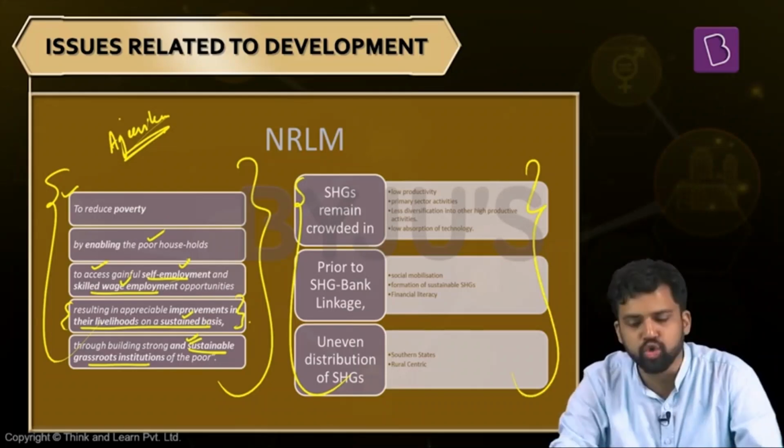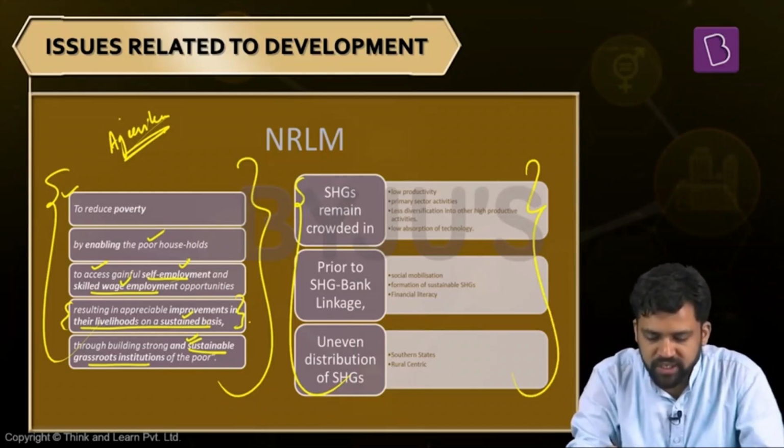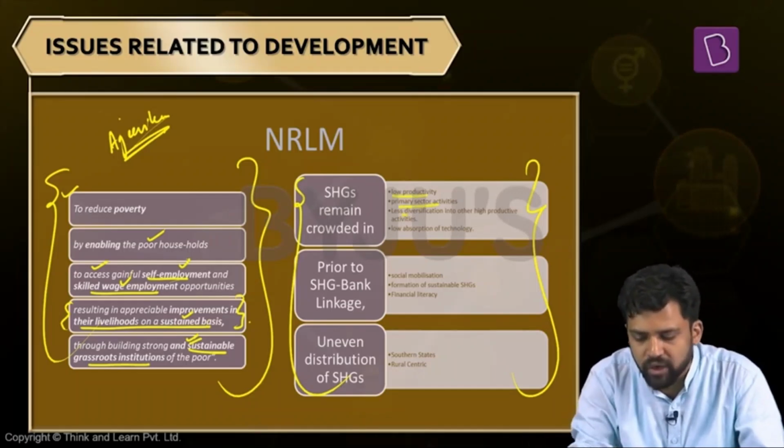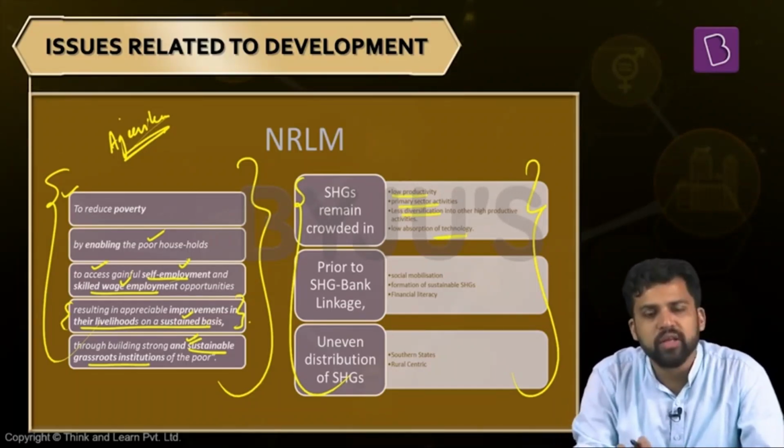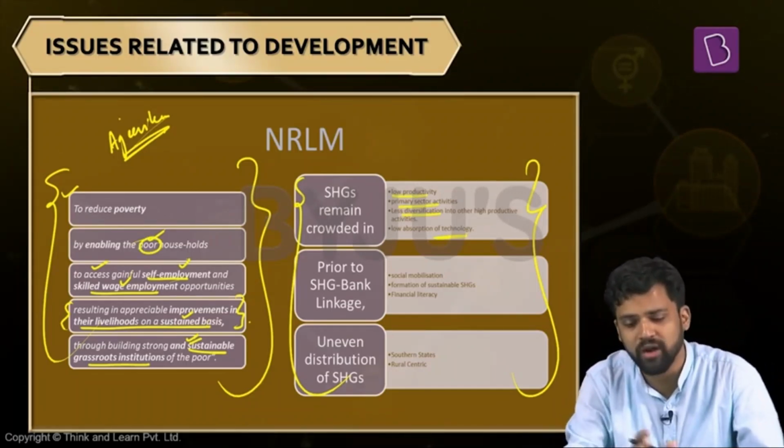Now, what have been some issues with the National Rural Livelihood Mission? Again, most of these SHGs are in areas which have low productivity, primary sector activities. They have not diversified themselves. They have not used a lot of technology. This particular initiative is aimed at poor households, especially women households. Women are poor households, and these SHGs target women.